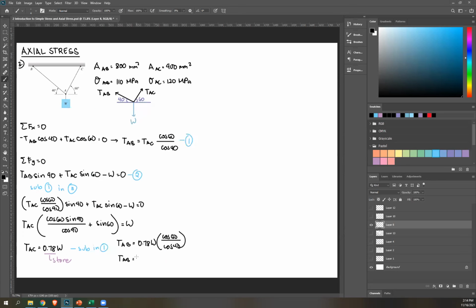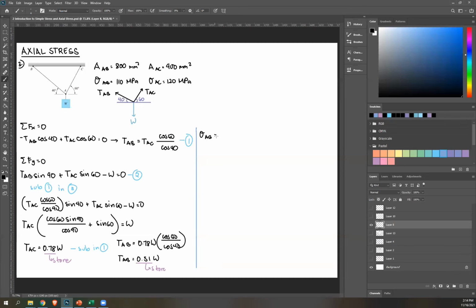It's 0.51. 0.51 W. And once again, please store that 0.51. Okay, now I have these two equations. Now I can use my stress formulas. So let's start with AB.